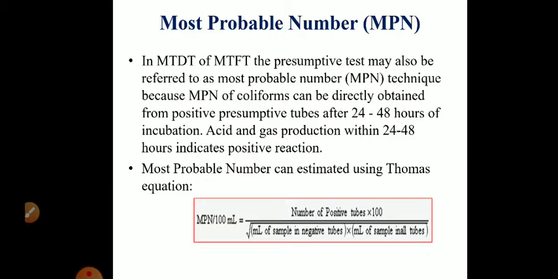See, in multiple tube dilution technique, the presumptive test can also be referred to as the most probable number technique, because the most probable number of coliforms, MPN of coliforms, can be directly obtained from the positive presumptive tubes after 24 to 48 hours of incubation. Acid and gas production within 24 to 48 hours indicate a positive presumptive tube, a positive presumptive reaction.